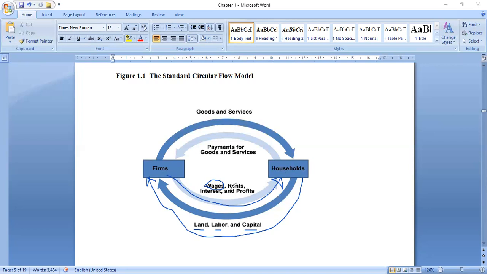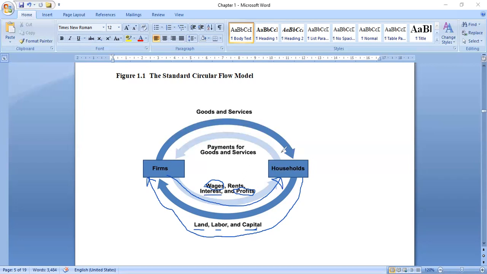Right? And then for example, if they use entrepreneurial skills and they start up these factories, at the end of the day they will be paid profit, because profit is a payment to entrepreneurship. And then capital, right? If they are providing capital, maybe they are providing loans to these firms, then at the end of the day, these firms will be paying interest. So I hope that is clear.